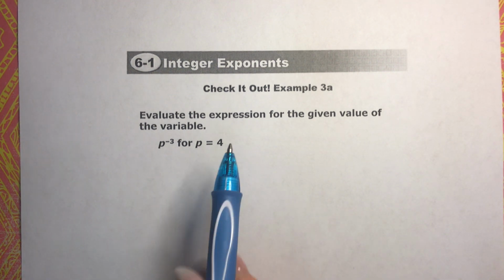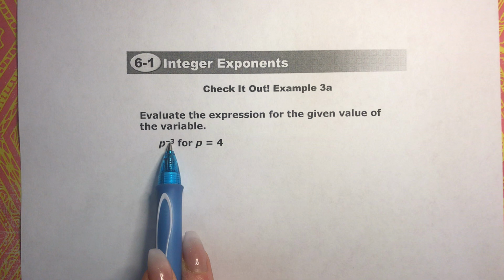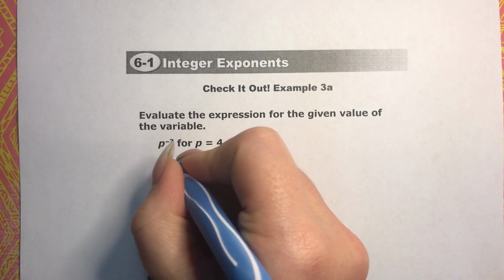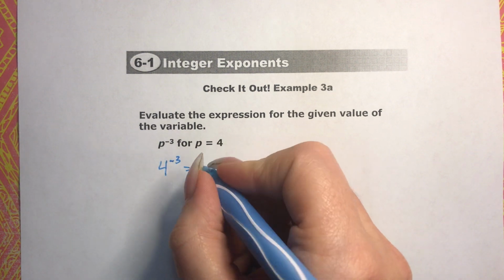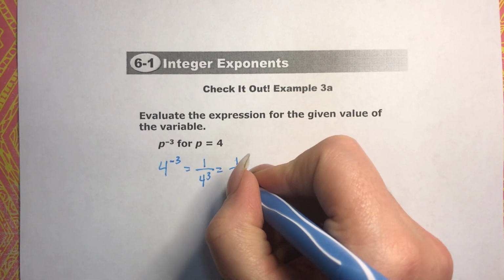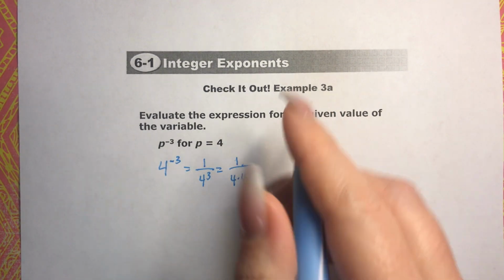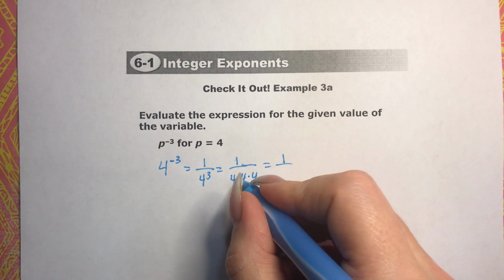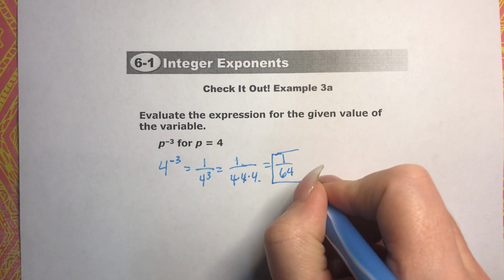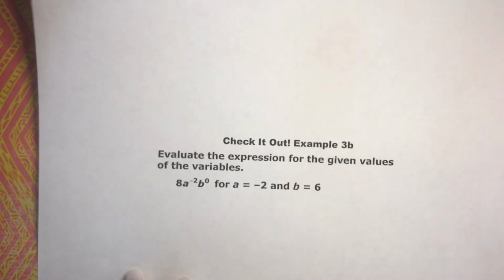Okay, let's see how you did. We have p to the negative 3. I'm going to substitute p is equal to 4 in there. We end up with 4 to the negative 3rd power. No problem. That negative means 1 divided by 4 to the 3rd power, which is 1 over 4 times 4 times 4, and 4 times 4 is 16, times 4 is 64. So if you got 1/64, awesome. Great job.